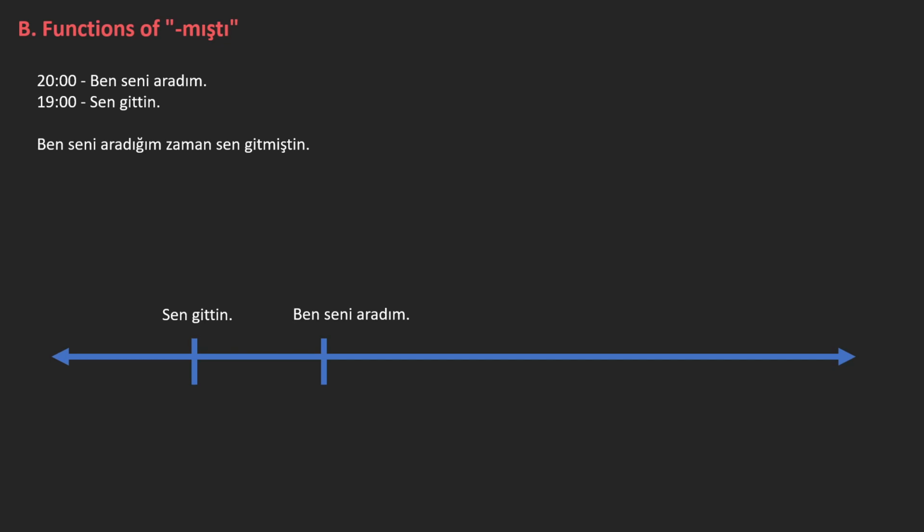Ben uyuduğumda önce yemek yemiştim. Are you trying to say when I slept or before I slept I had eaten, Jasmine? This time you don't use dığımda. This time you say before, which is madan önce. Uyumadan önce yemek yemiştim.